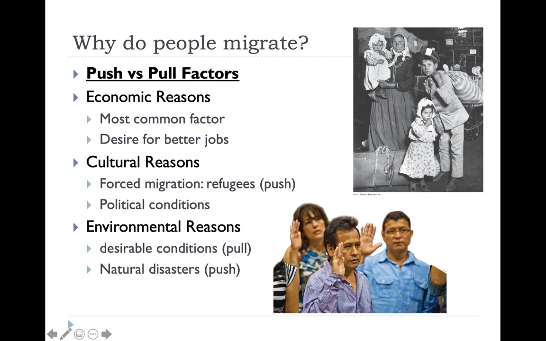Political conditions can also be determined to be cultural reasons. Political conditions can be either a push factor or a pull factor. Somebody might want to move to a country with more political freedoms. That would be a pull factor.